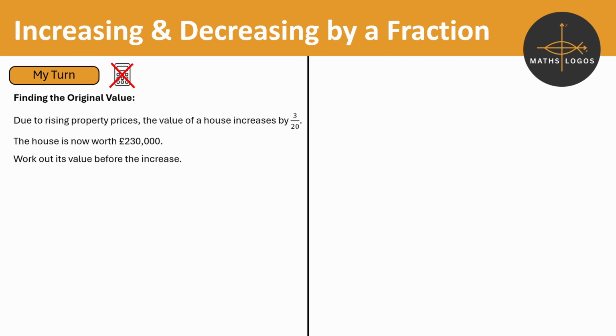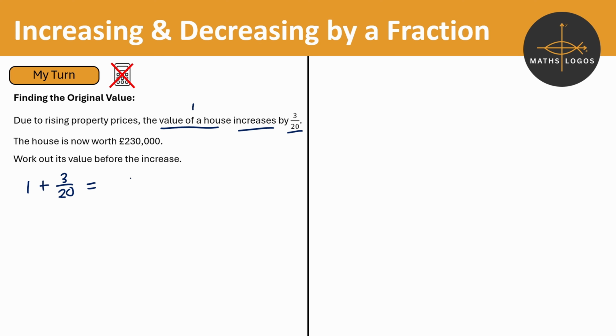All right, our next example is about finding the original value given a fractional increase. Due to rising property prices, the value of a house increases by 3/20. The house is now worth £230,000. Work out its value before the increase. The value of the house originally, we're going to say, was 1, and it's increased by 3/20. So let's work out the new fraction that represents the new price of the house. So if the house originally cost 1, or you could think of that as 100%, and we gained 3/20 because it says it increased by 3/20, we can work out a new fraction, and that represents what fraction of the original the new house is worth.